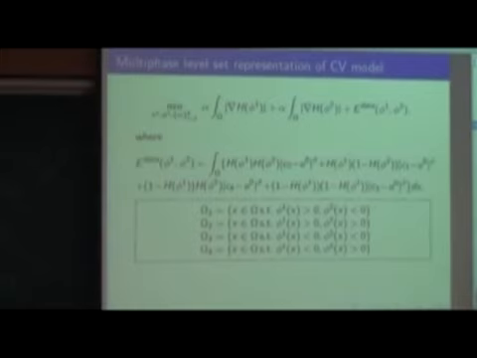If you need more than four regions, then you need one more level set, and that can produce up to 8 regions. So 3 level sets produce 8 regions. 4 level sets produce 16 regions. So in this way you can increase the number of level sets, and you get more and more regions.